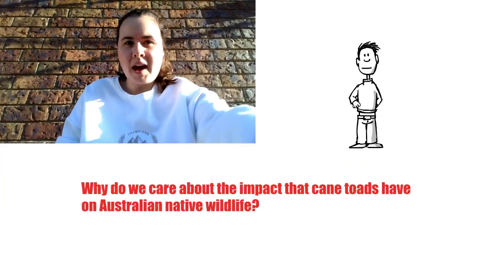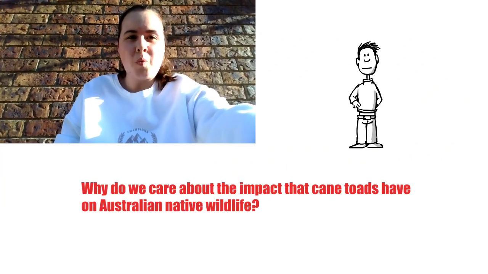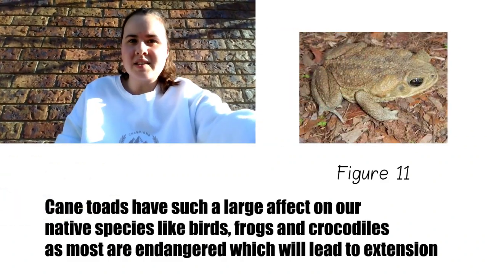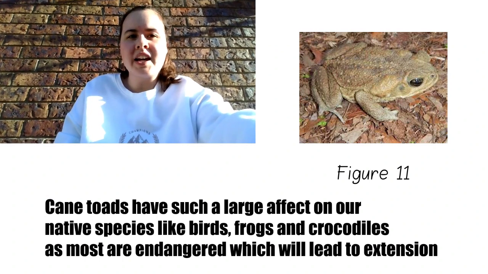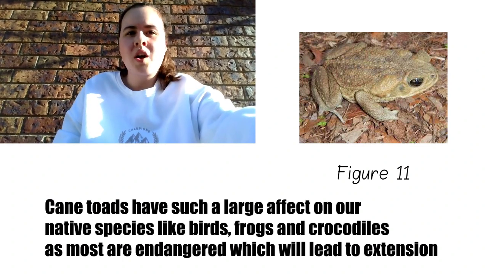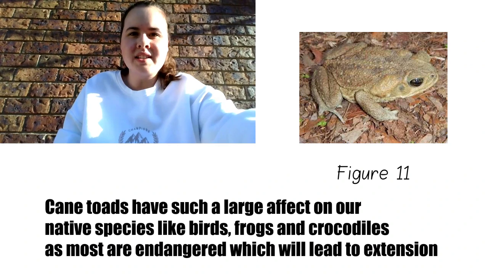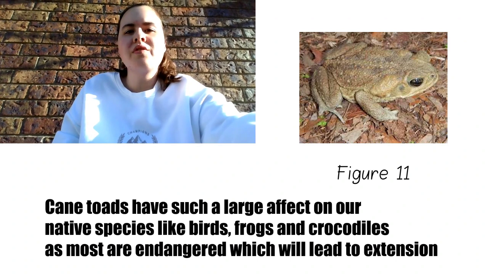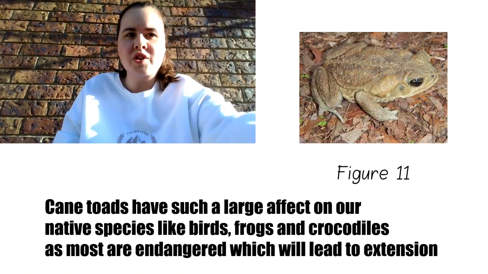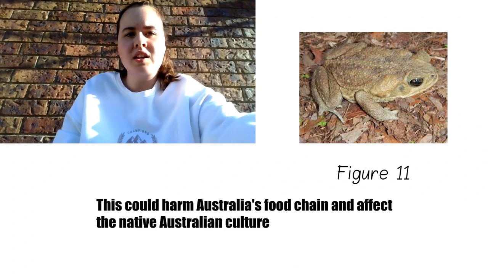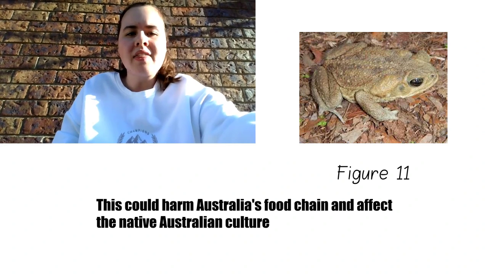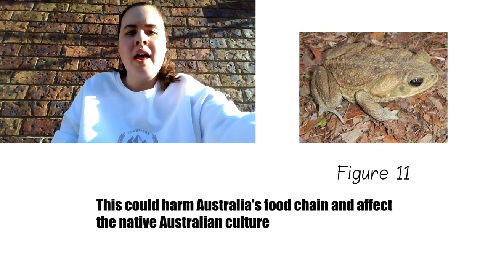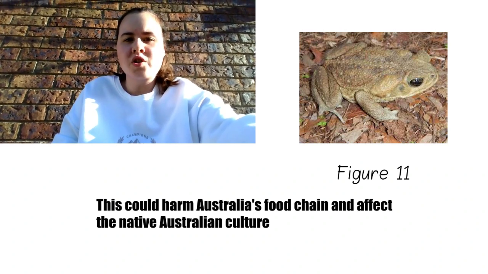Why should we care about the impact that cane toads have on Australian native wildlife? The cane toad has such a large effect on Australian native species, as our wildlife are becoming endangered, which will lead to extinction. We need our native predator species, such as the native frogs, lizards, and crocodiles, as they are important to the food chain and the circle of life within Australia, but the cane toad keeps continuing to eradicate them. Without these native species, Australia will continue to lose their wildlife, which plays into effect of Australia's culture.